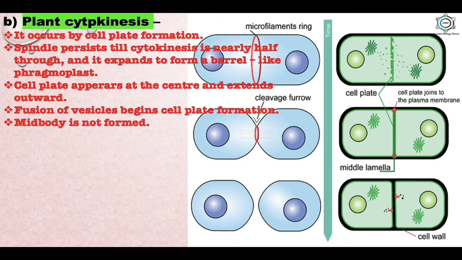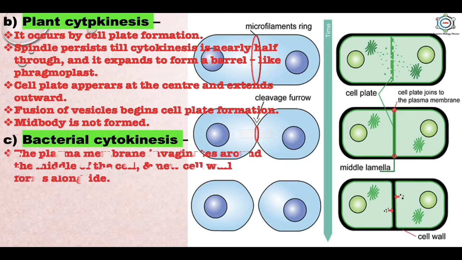So here the cellulose, hemicellulose and pectin are deposited by the cytoplasm of the daughter cells on either side of the middle lamella to form the primary cell wall. This divides the parent cell into two daughter cells. So it should be noted that cytokinesis in an animal cell begins at the periphery and proceeds inward, whereas in the plant cell cytokinesis starts centrally and proceeds outward. So this is the main difference between plant cytokinesis and animal cytokinesis.